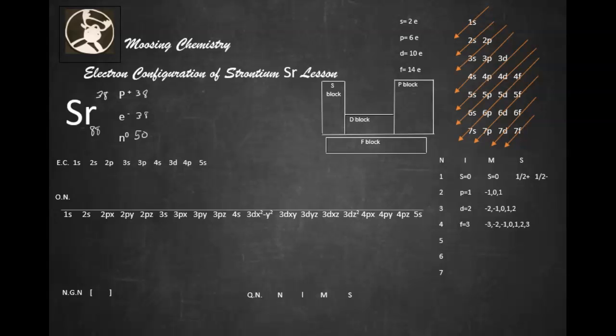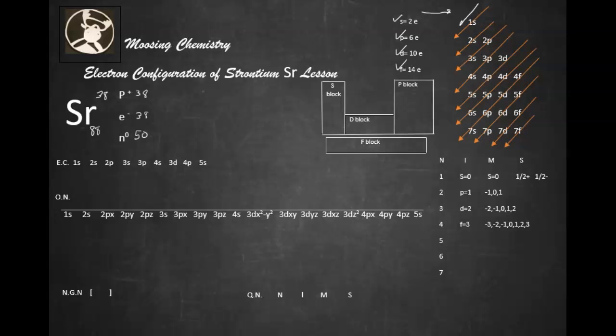Now let's look at our electron configuration. Before we do, remember that the s subshell can hold 2 electrons, the p subshell can hold 6 electrons, the d subshell can hold 10 electrons, and the f subshell can hold 14 electrons. We're going to use the Aufbau principle, which states that you fill the lower shells first, and we're going to use the diagonal rule to show this. Here's our diagonal rule right here. So let's get started.